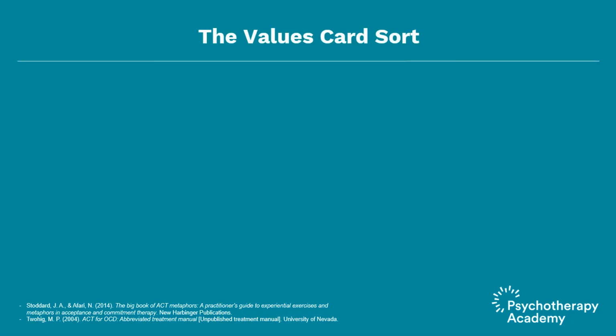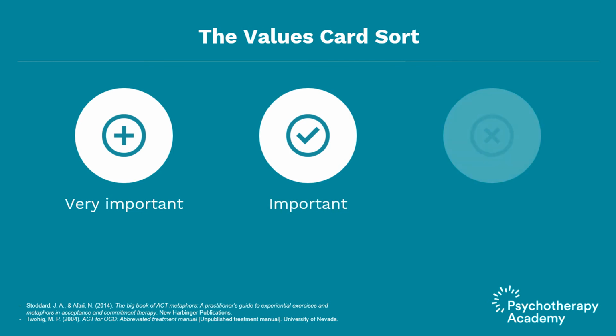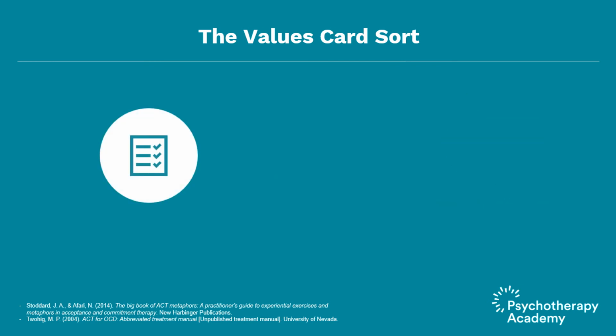There's also something called the values card sort. This has come from motivational interviewing, but there have been versions that are adapted to match with ACT language and the ideas of ACT. This is a stack of cards that has a particular value on each card, and the client gets to place those in very important, important, and not important categories. And then they can look and see the ones that are most important to them and really narrow it down.